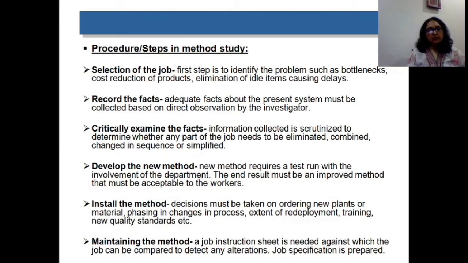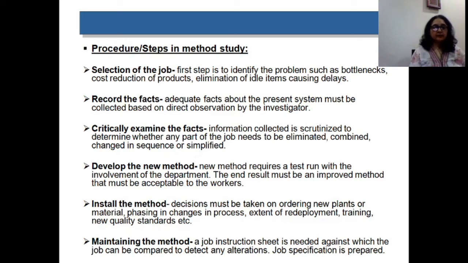Okay, now these are some of the steps in method study. If we have to carry out the method study technique, these are the steps involved in it. First is the selection of the job. Now, the first thing that you have to do is to identify the problem in the organization. So there could be bottlenecks in the flow of work.